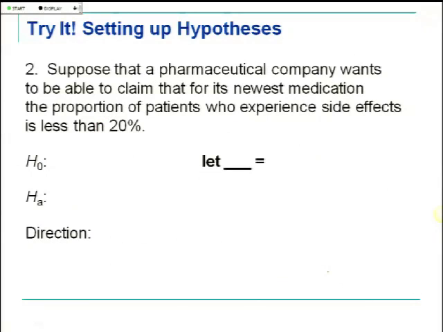We're now looking at a pharmaceutical company, and they claim that for this new medication, the proportion of people who would experience a side effect would be less than that standard, which has been 20%. So they're studying people who have and take this new medicine. Let's define our parameter of interest here. We're talking about proportions or percents. P is always going to be the population proportion.